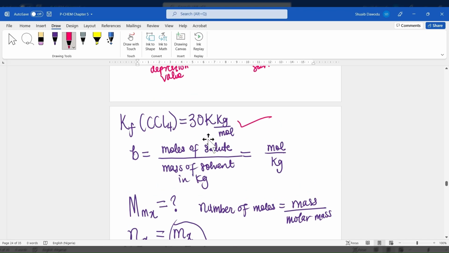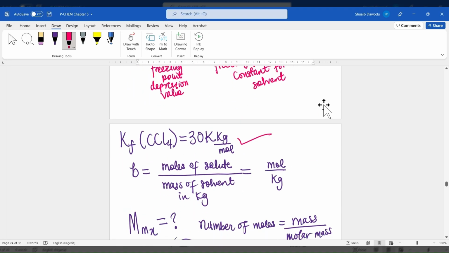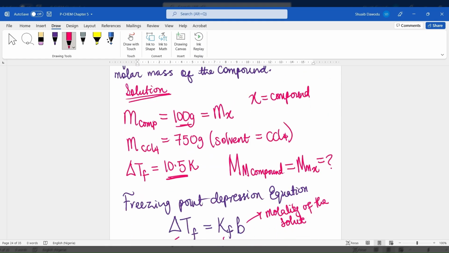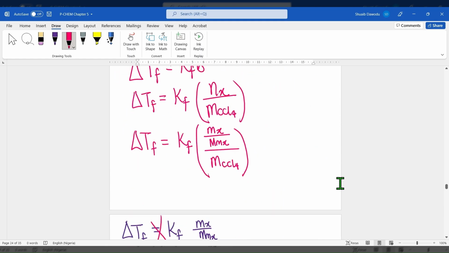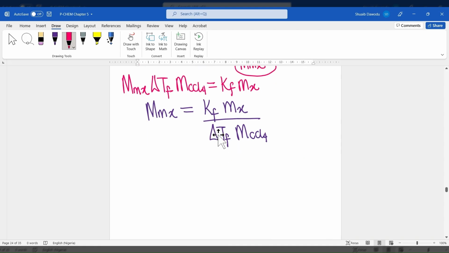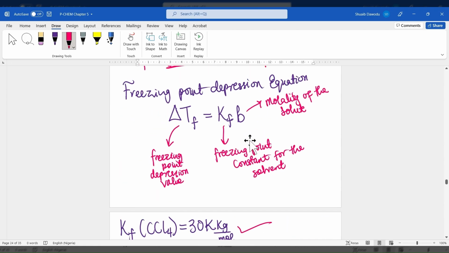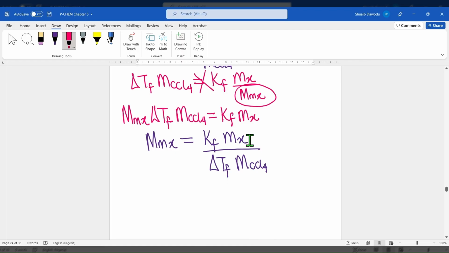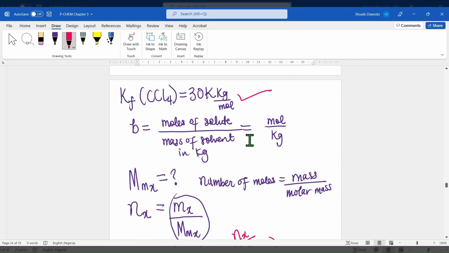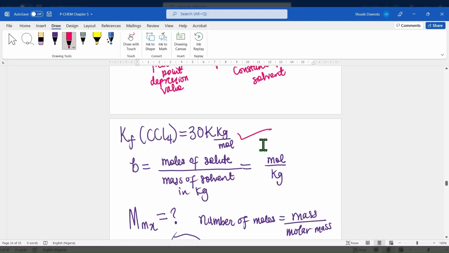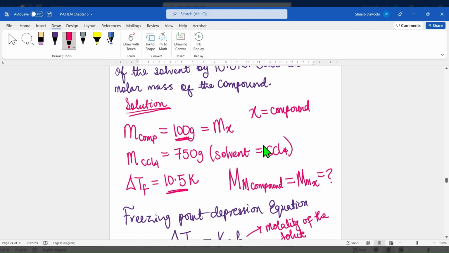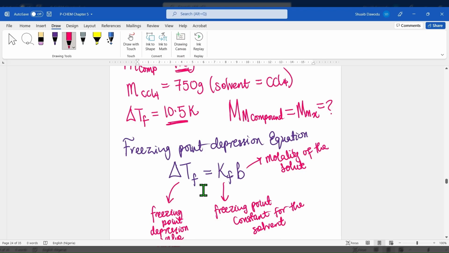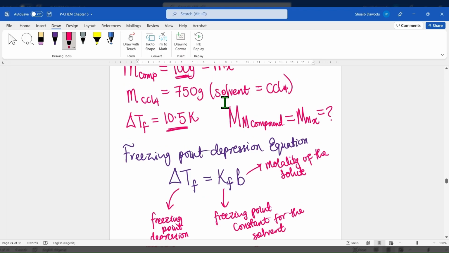We have the mass of X given to us from the very beginning to be 100 grams. The equation also involves ΔT_F, which is the freezing point depression value. We know that to be 10.5 Kelvin. Then we're also given the mass of CCl4, which has to be in kilograms. We have that to be 750 grams, but we change it to kilograms to get 0.750 kilograms.